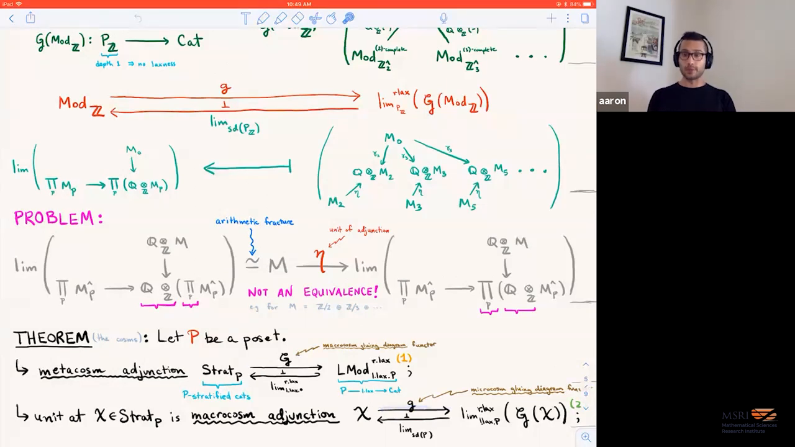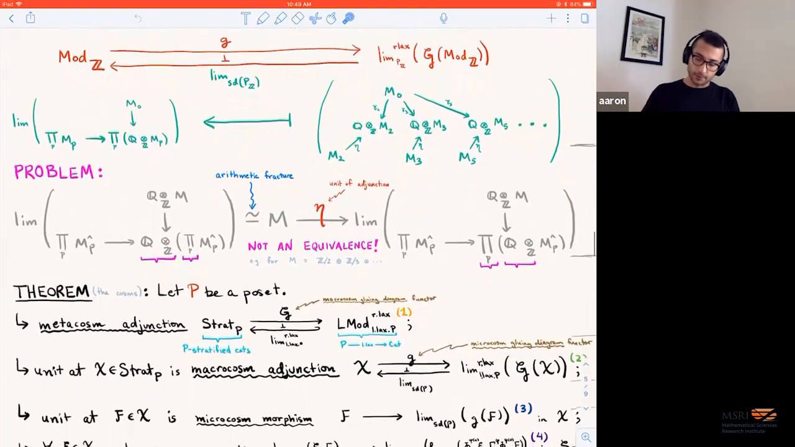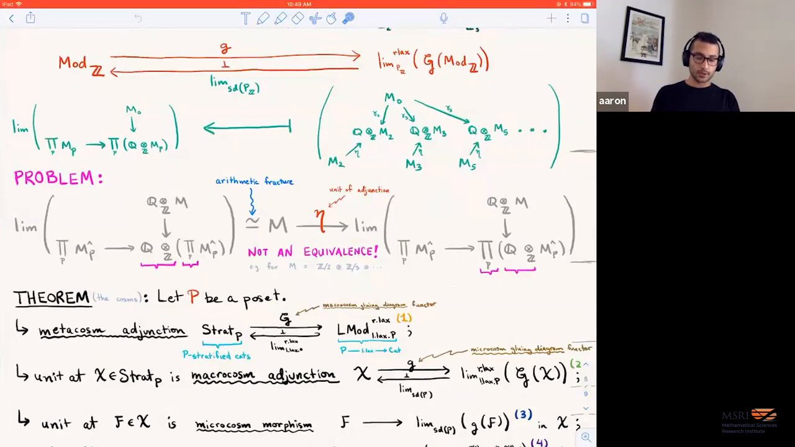It's actually a morphism in PRL, so it has a right adjoint for free, and that right adjoint is limit over the subdivision poset. Okay, so let me just go a little bit further. The unit of this adjunction at an object is what I'll call a microcosm morphism. So this is a morphism from an object to the limit of its gluing diagram, and is a morphism in the category X.